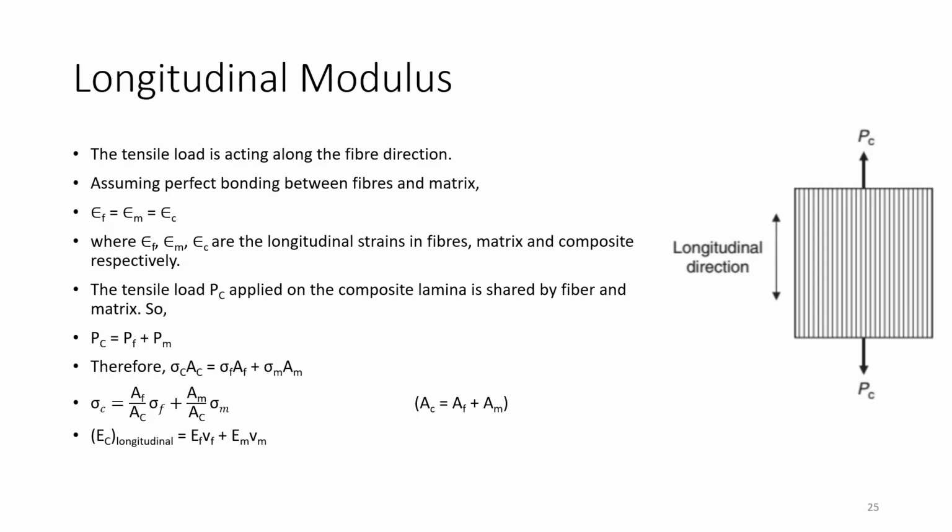Now loading can be of two types. It can be longitudinal. In this case, the direction of the fibers will be the same as the direction of loading. Assuming perfect bonding between fibers and matrix, the strain in fiber, matrix, and composite will all be equal. Here εf, εm, εc are all longitudinal strains in fibers, matrix, and composite respectively, and the tensile load Pc applied on the composite lamina is shared by the fiber and matrix. So Pc equals Pf plus Pm, therefore sigma c times Ac equals sigma f Af plus sigma m times Am. If you divide this equation by Ac, you can get this equation, and you can write it in terms of elastic modulus: Ec equals Ef Vf plus Em Vm.